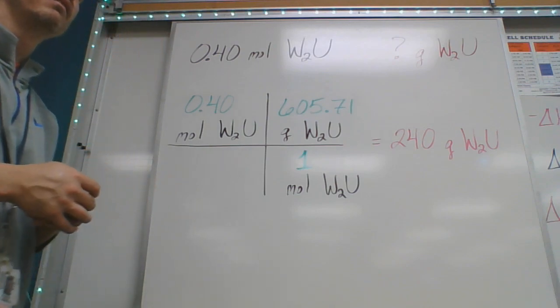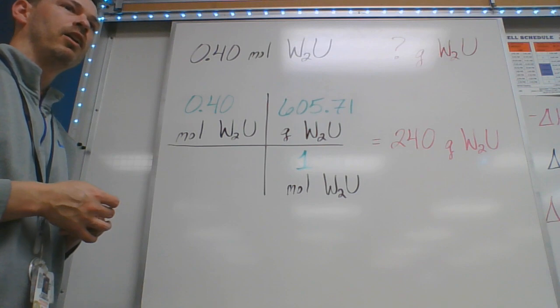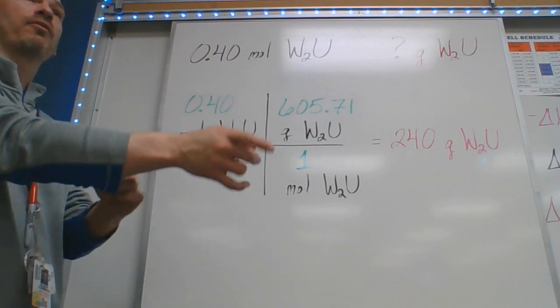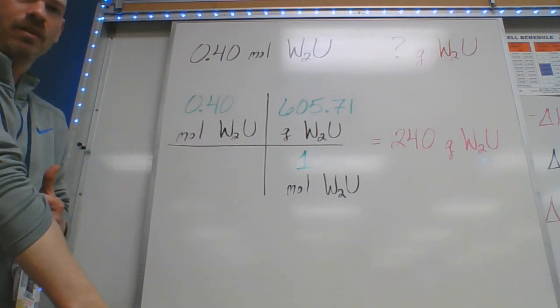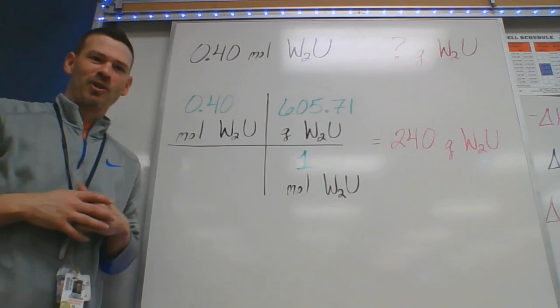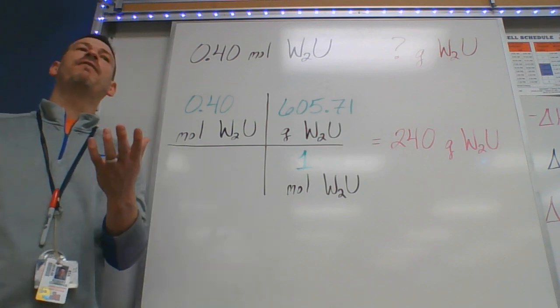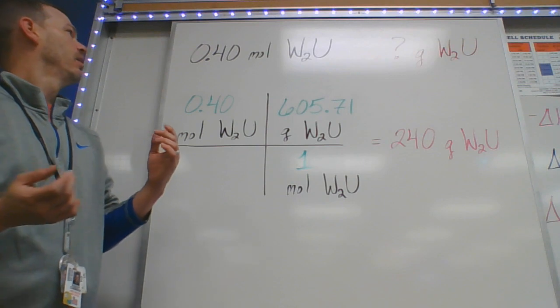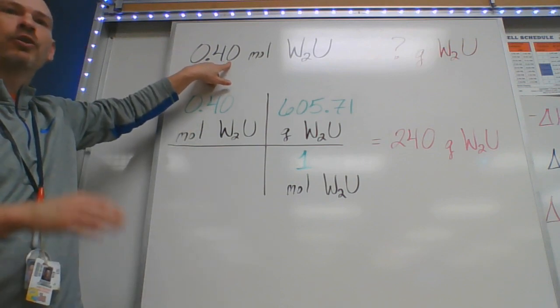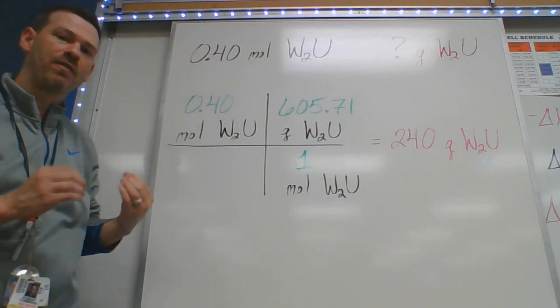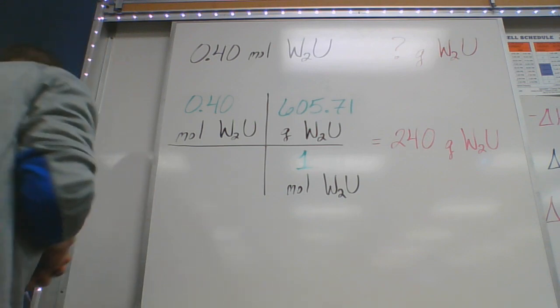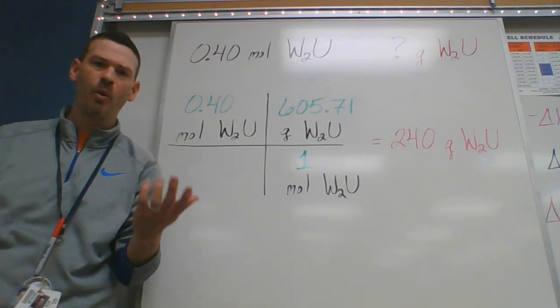If you sig fig it, I get 240. Right? There's only 2 sig figs. Ending zeros are significant if there's a visible decimal. So my calculator said 242 point numbers.